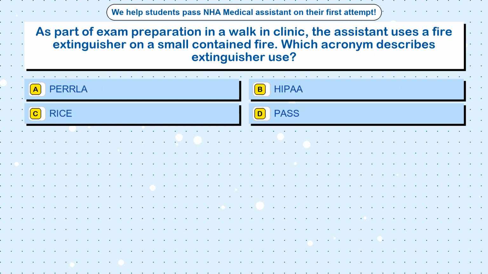Question 43. As part of exam preparation in a walk-in clinic, the assistant uses a fire extinguisher on a small contained fire. Which acronym describes extinguisher use? Option A, PERLA.